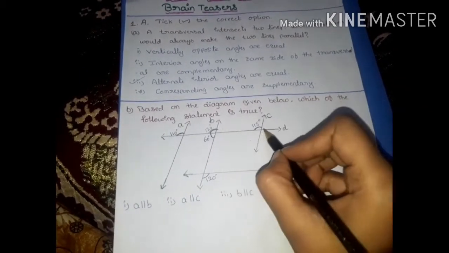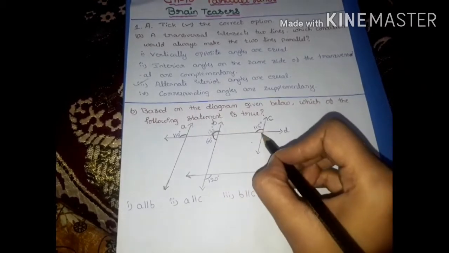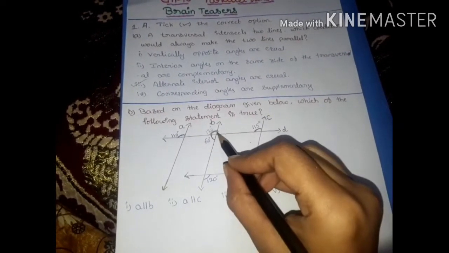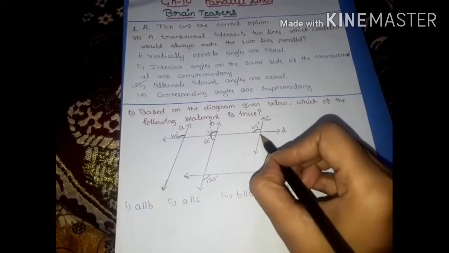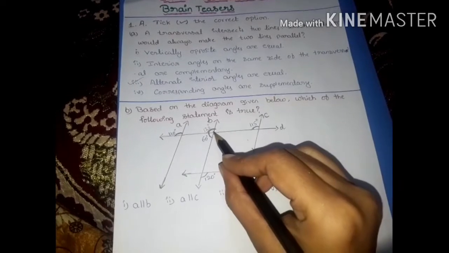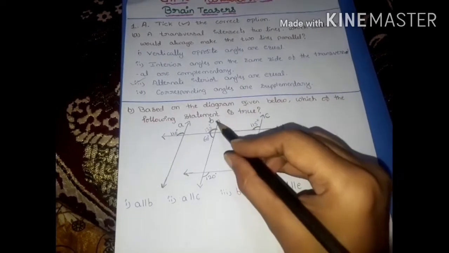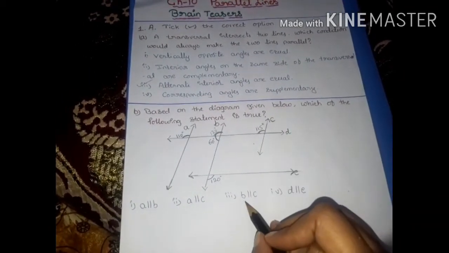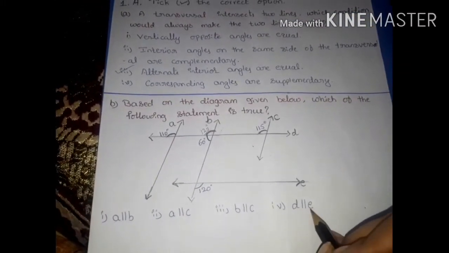So what type of angles are these two? Corresponding angles. One is outside, one is inside on the same side of the transversal. Corresponding angles should always be equal when two lines are parallel. But here the corresponding angles are different. One is 120 degrees, another one is 115 degrees. So B line is not parallel to C line. This statement is also wrong.